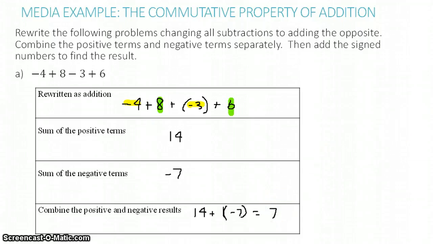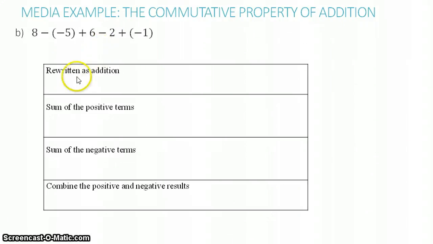Let's look at the next one. Let's start by rewriting this as addition. So we have 8. Instead of minus -5, we're going to add the opposite. So we're going to add positive 5. This is addition, so we have plus 6. This is subtraction, minus 2, so we're going to write that as plus -2. And then we have plus -1.